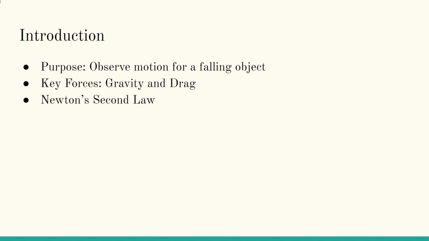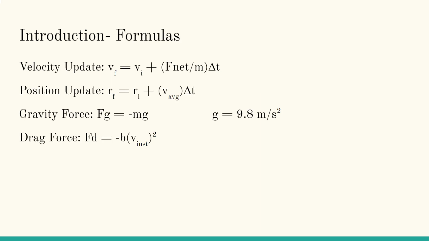This can be shown through Newton's second law, as it states that when there's a net force on an object, there's an acceleration on the object proportional to its mass. Similar to the last lab, the velocity and position update formulas will be used to calculate each respectively. For this experiment, we'll also need the formulas for gravity and drag. Gravity is found by multiplying the mass by the acceleration of gravity, 9.8 meters per second squared. Drag is directly proportional to the velocity squared by a constant of b.